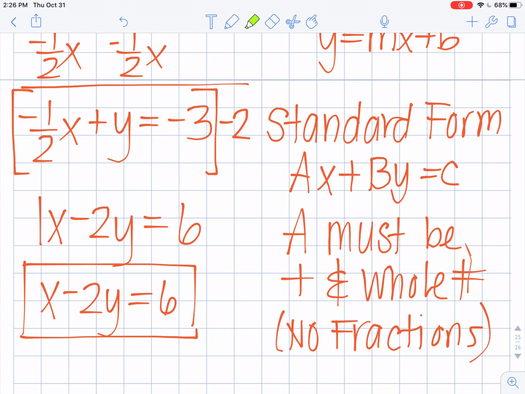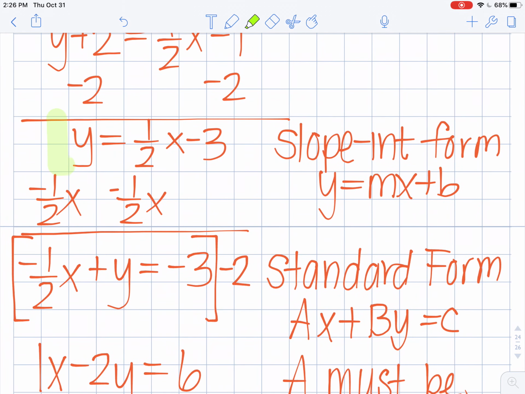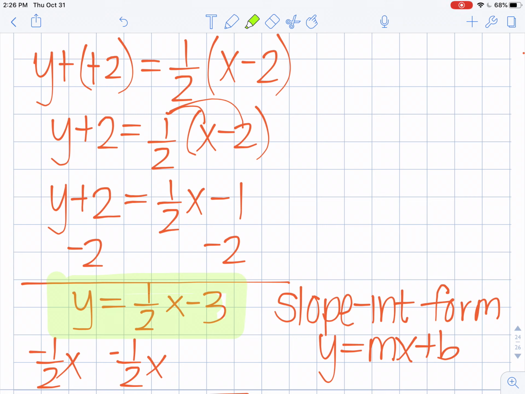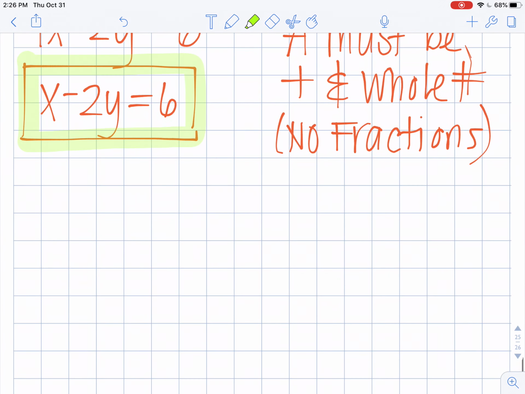I would just like to point out that this equation is in standard form. This is the equation of the same line in slope-intercept form. And this is the equation of the same line, and you can even leave it just like this in point slope form. So you can write the equation of the same line in 3 different ways: point slope, slope intercept, and standard form.